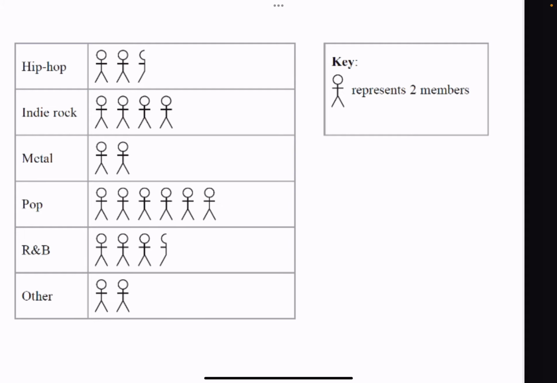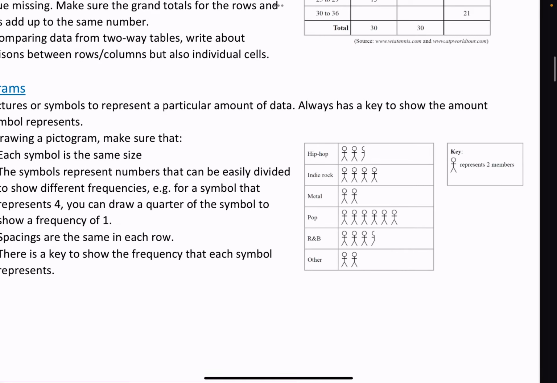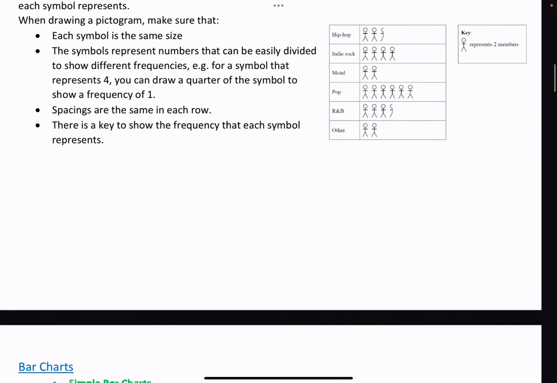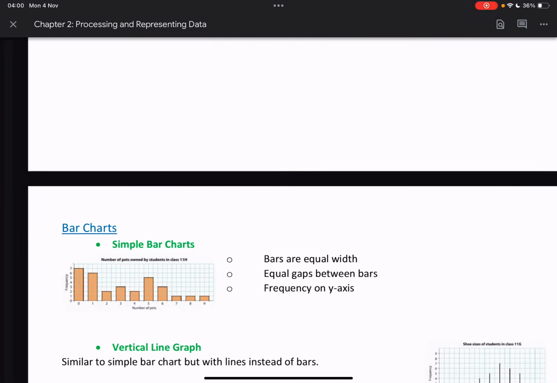So one whole stick man represents 2 members. If we look at the hip hop side of this table, we have one stick man, which is 2, another stick man, so together that is 4 people supporting hip hop. Then we have half a stick man. As one whole stick man represents 2 members, half a stick man must represent 1. Fairly self-explanatory. You just fill it out using common sense.